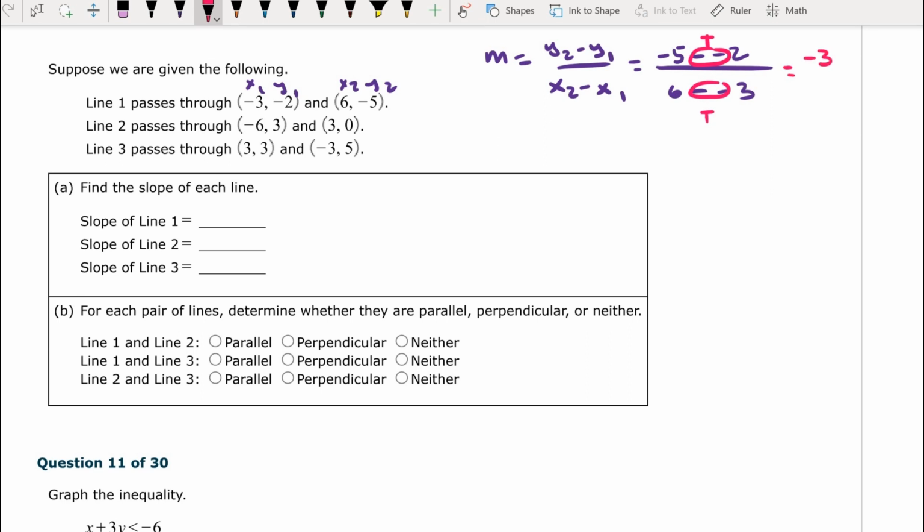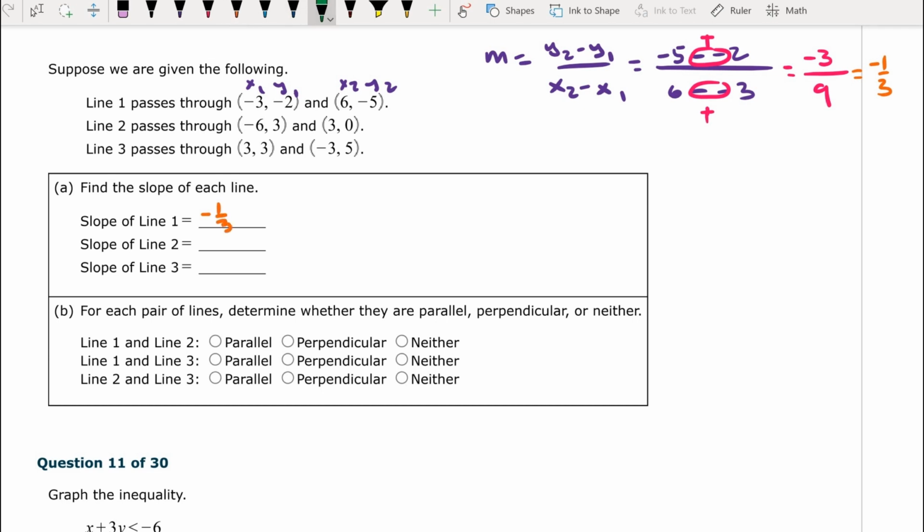Opposite sign, you subtract; same sign, we add. So 6 plus 3 is going to be 9. And we're going to reduce our fraction by 3. That will give you -1/3. So line 1 has the slope of -1/3.